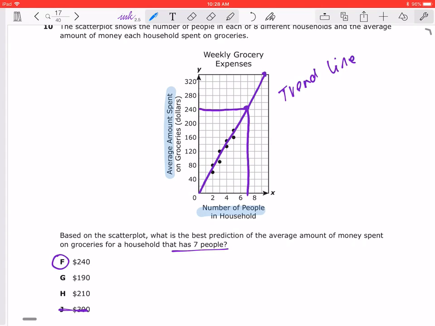300 is gonna be too high. 300 is gonna be up here in this area. 300 would be if it's a household of 9 people, so that won't work. And 210 is going to be closer to 6, so that won't work. And 190 is back in close to the range. Again, that'd be close to 6, so that won't work either.